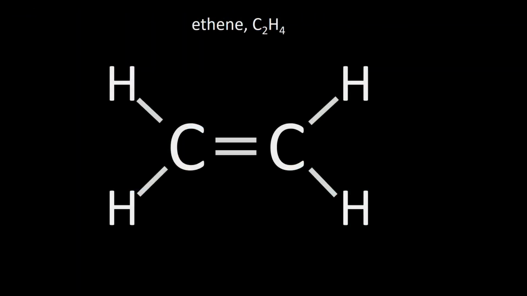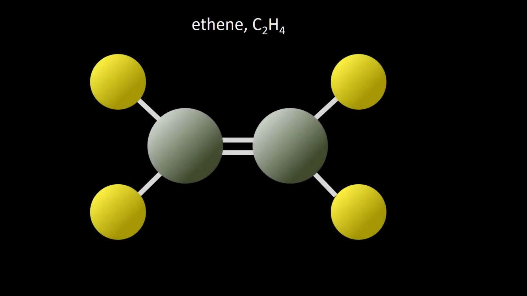What about double bonds? How does the hybridization model explain double bonds? We will use ethene, C2H4, to see what happens in a double bond. The single bonds we know are sigma bonds, and the double bond also has a sigma bond, but the second bond of a double bond is a pi bond.